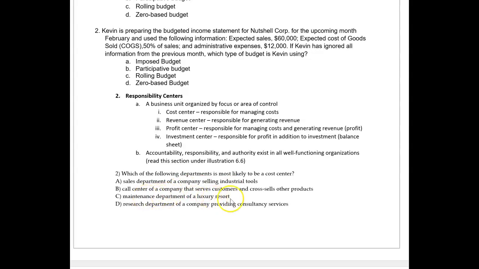Maintenance department of a luxury resort. They are not making money here. I would say that would be a cost center. And the research department of a company providing consultancy services, and this one confuses me a little bit. I don't know if they're providing the consultancy services outside of the company. That's how it looks to me. Then it would be a profit center, but C is definitely the answer here.